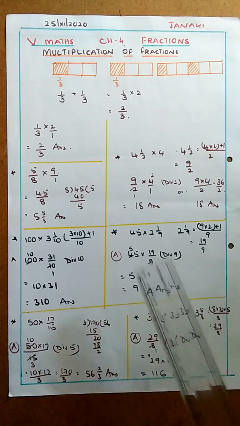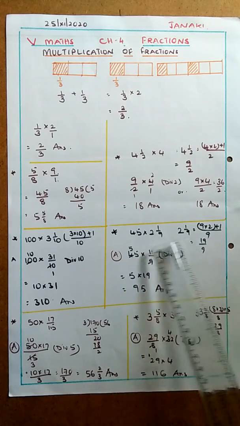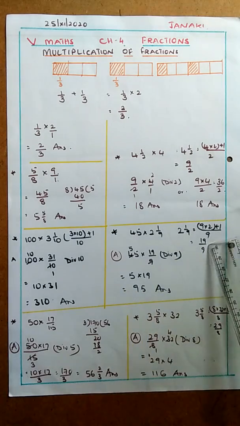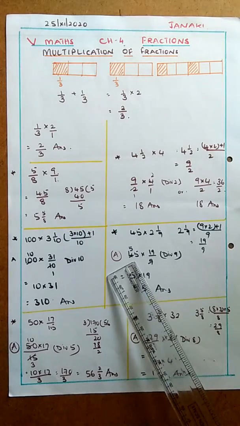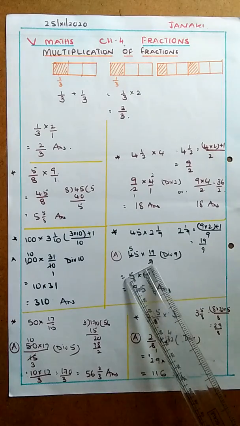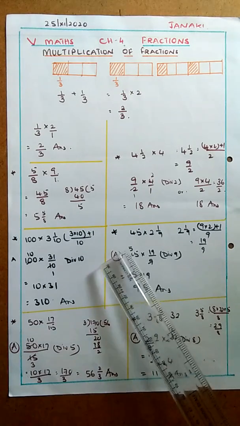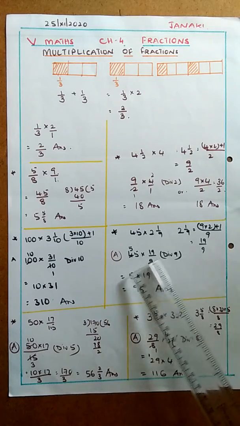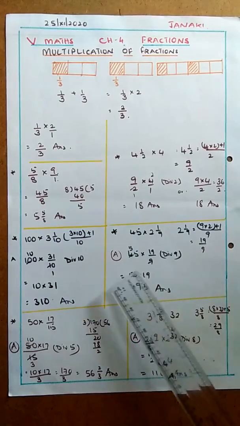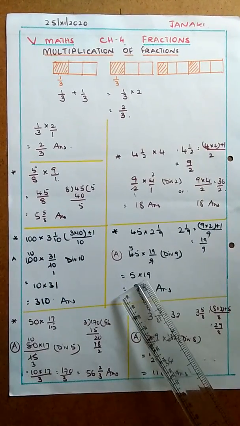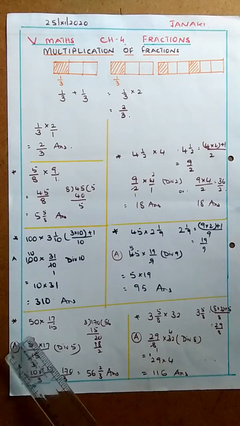Now next one. 45 into 2 1 by 9. Convert 2 1 by 9 into an improper fraction as 19 by 9. Now 45 into 19 by 9. 9 goes in 45 5 times. So divide this 9 one time and here 45 five times. So 19 5s are 95.